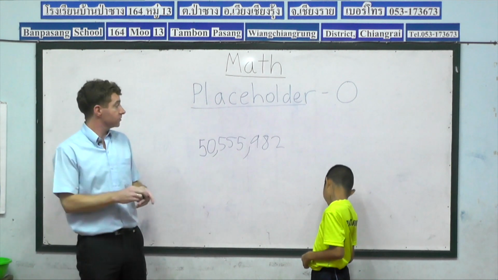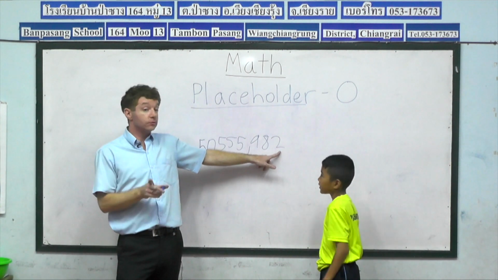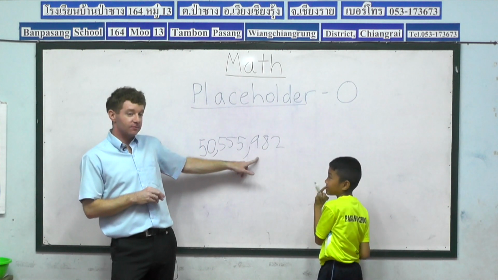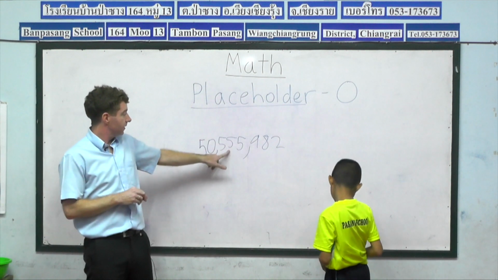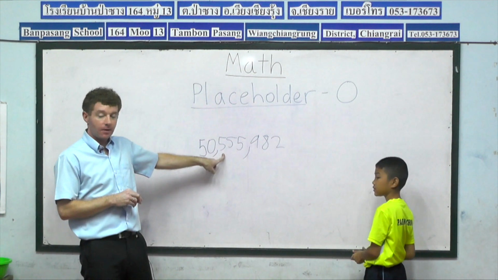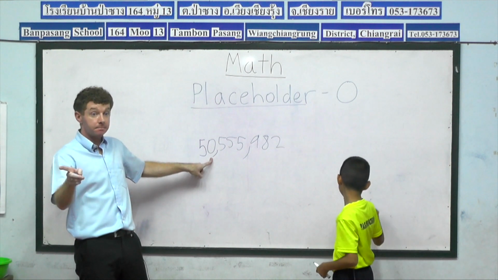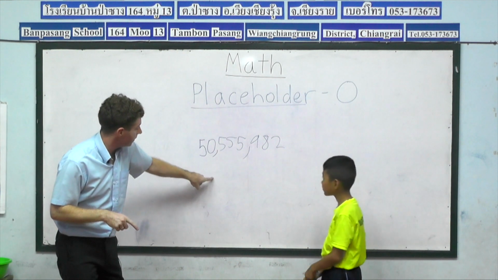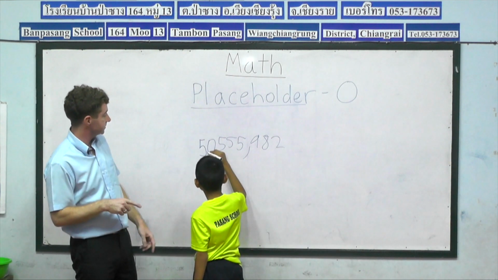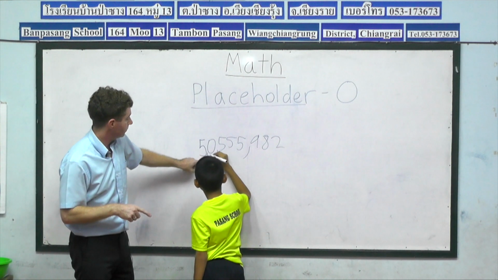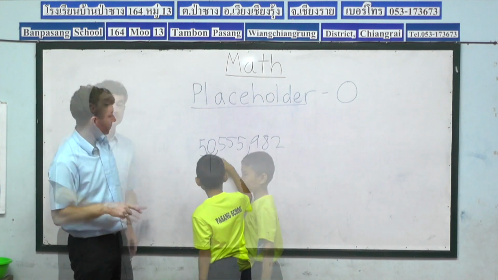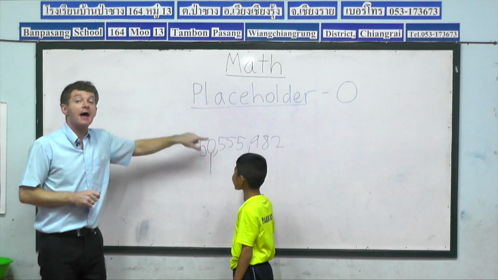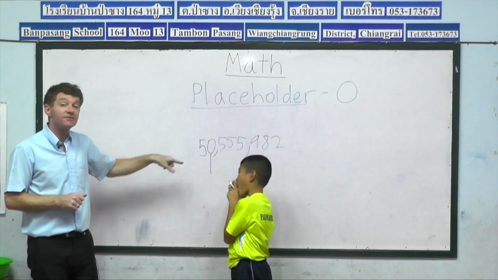So always start with the smallest number. Ones, tens, hundreds, thousands, ten thousands, hundred thousands, millions. Okay, so we stop at the 0. Bangpon, can you draw an arrow down here a little bit from the 0, please? That's it. Okay, so now Bangpon is going to identify the place at which 0 is acting as a placeholder.